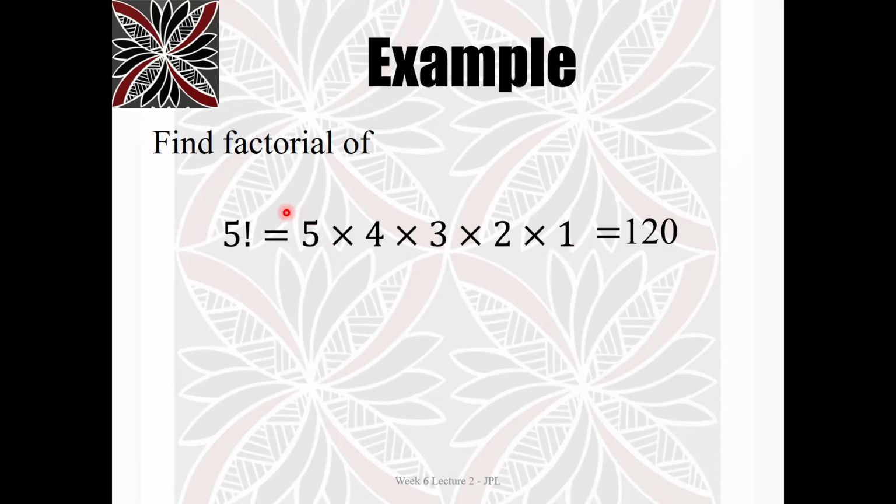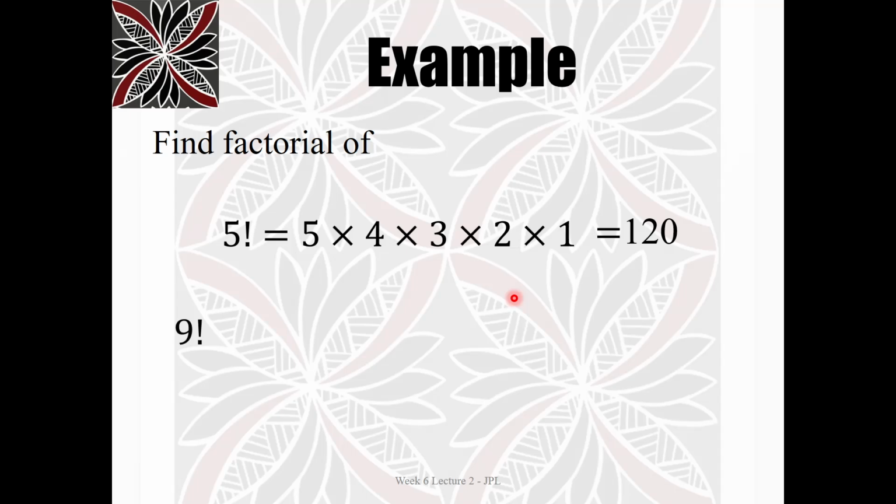So you start from 5 and you multiply, and then you minus 1 from 5, you get 4. You multiply, minus 1 again, you get 3. Multiply, minus 1 again, you get 2. And then you multiply, minus 1 from 2, you get 1. And remember, it stops at 1. You multiply this using your calculator, that's 120. This symbol is on your calculator as well. Just press 5 and this symbol, and just press equal, and then you should get 120 as well.